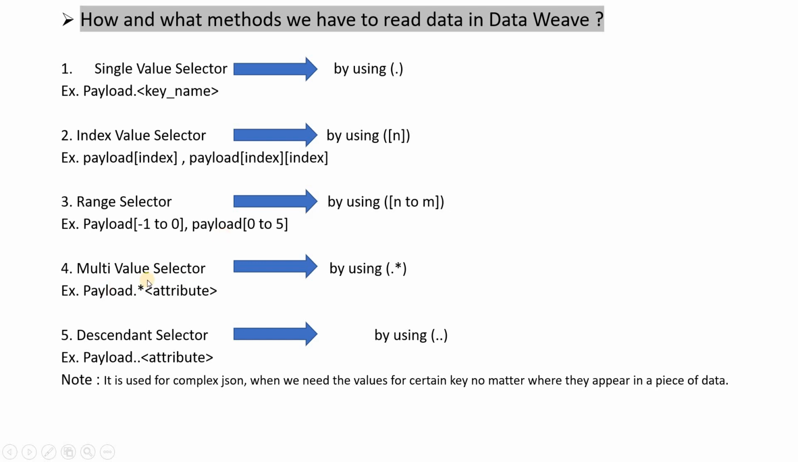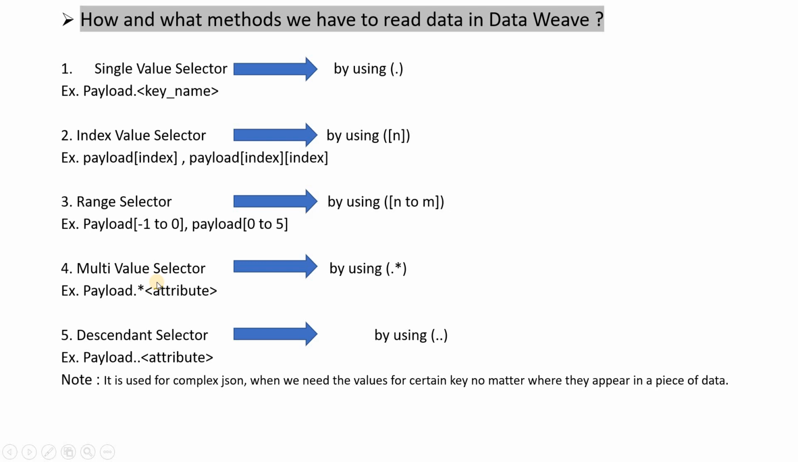Okay, now the fourth is the multi-value selector. In the multi-value selector, by using dot star, we can read particular data from the JSON or XML, whatever. Basically we use this when you have a JSON in which there are multiple keys with the same name. In that case, just by using that one name, we can read all the values which belong to that particular attribute name.